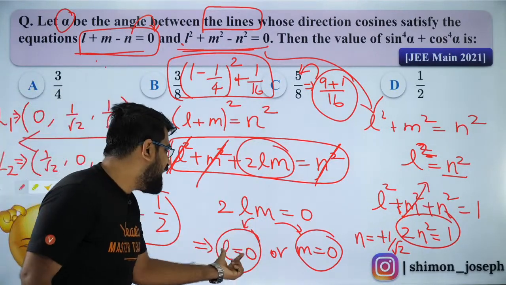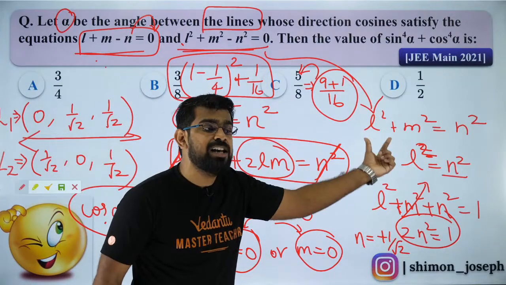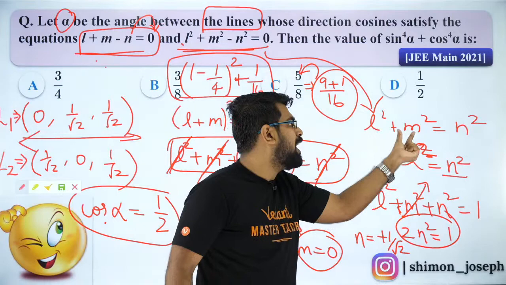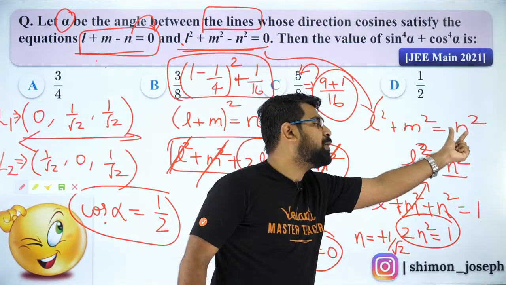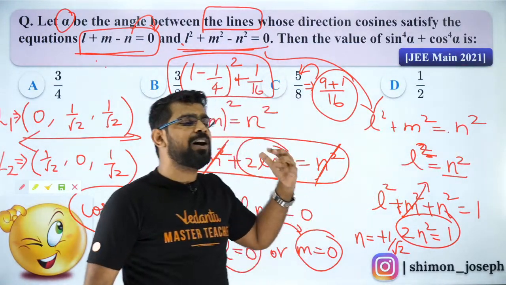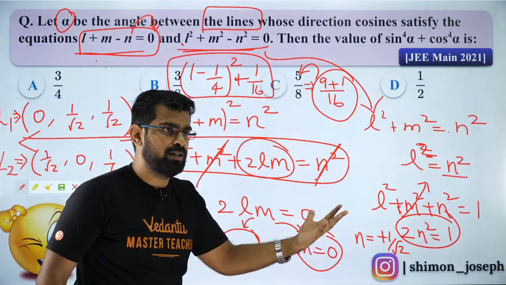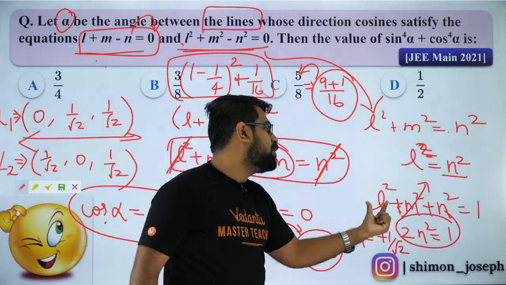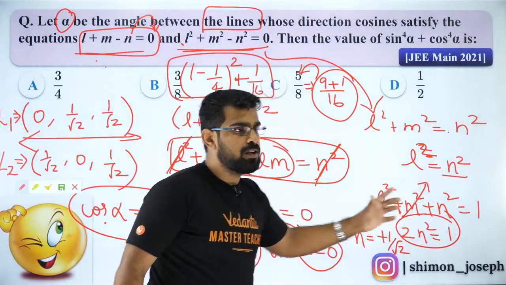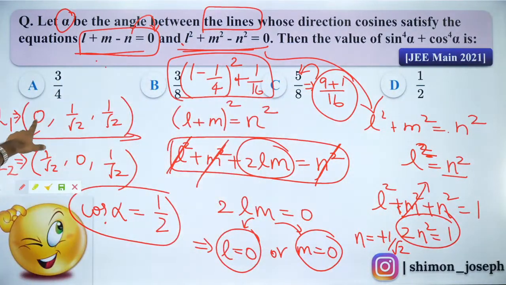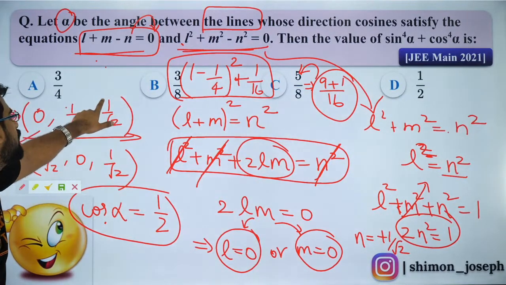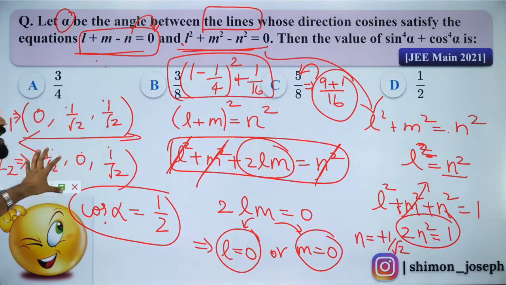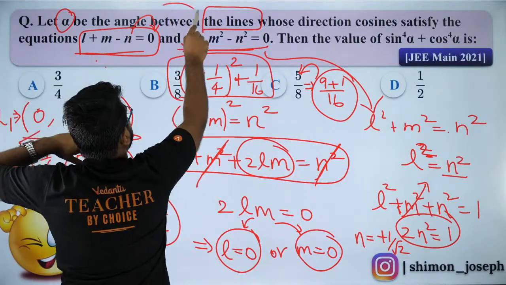Now I took l as 0 and I got the values of m and n. If I put l as 0, I know m square is equal to n square, so I got the values of m and n. Then I took m as 0, and again I got the values of l and n. So that came out to be like this. So this is your l, m, n, and this is another l, m, n, both of which are possible. That is why they said two lines are there.